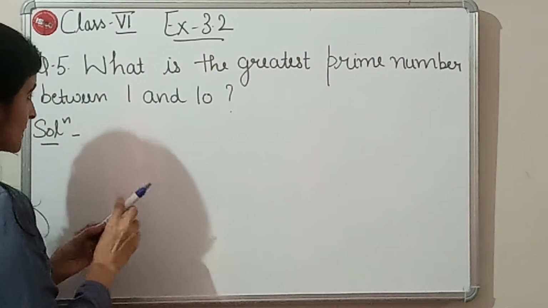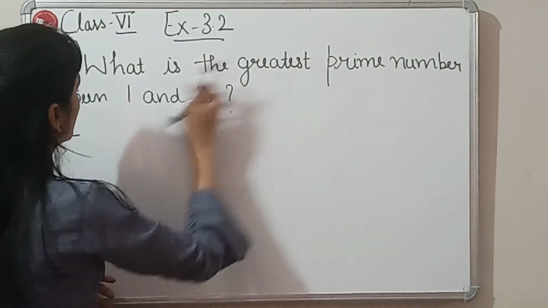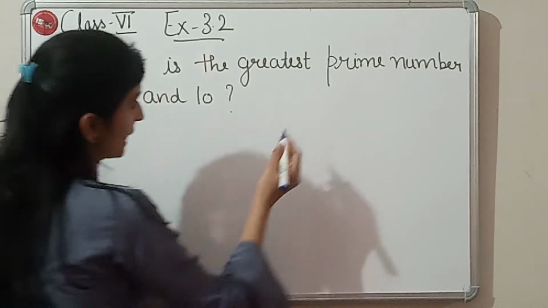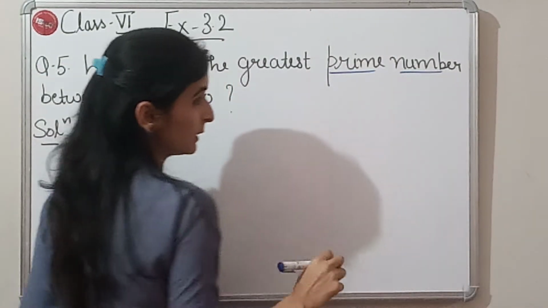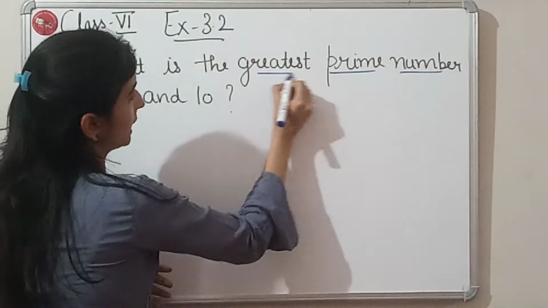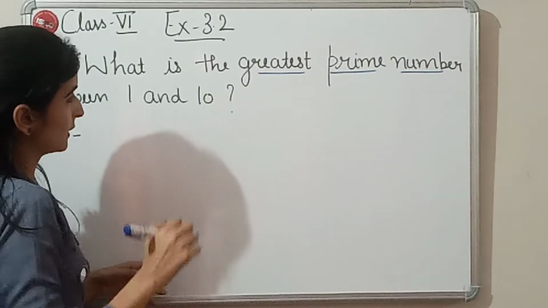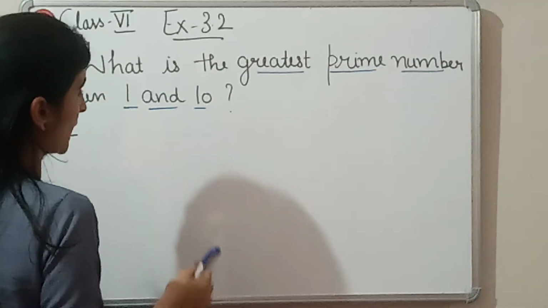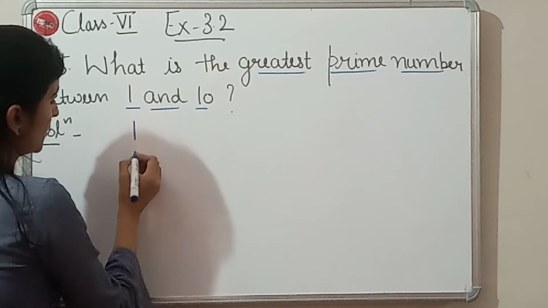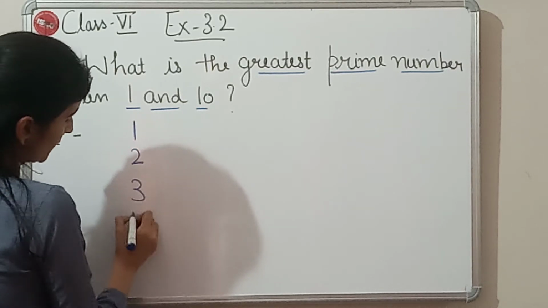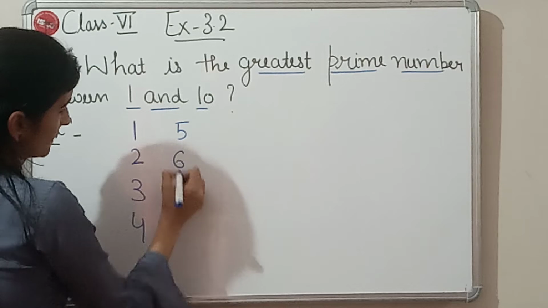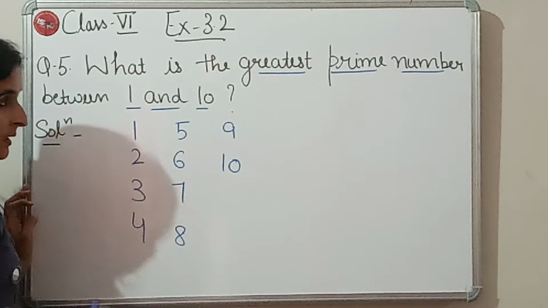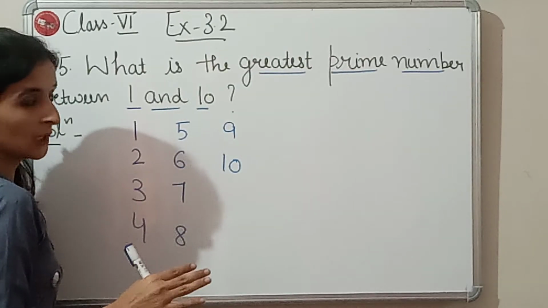Question number 5 is, what is the greatest prime number between 1 and 10? Here what we have to find out? We have to find out the prime numbers and the greatest prime number between 1 and 10. So first of all I am going to write all the numbers between 1 to 10: 1, 2, 3, 4, 5, 6, 7, 8, 9 and then 10. After that we have to find out the prime numbers.